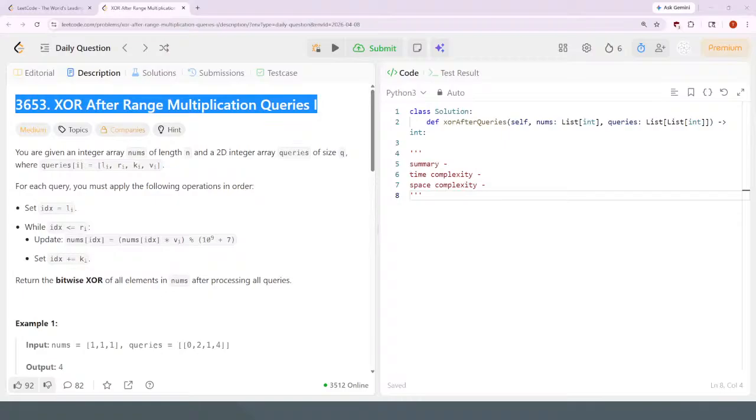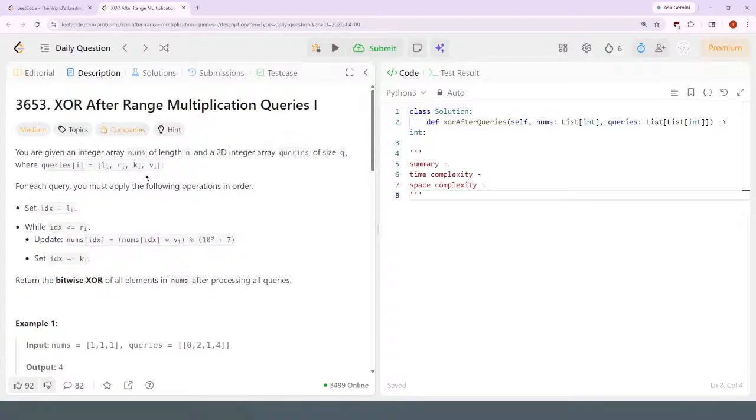Alrighty, let's see what we got here. XOR after range multiplication queries part 1, medium. You're given an integer array nums of length n and a 2D integer array queries of size q. The queries has left, right, k, and v. For each query you must do the following in order.